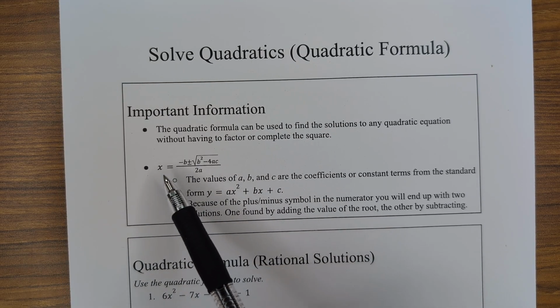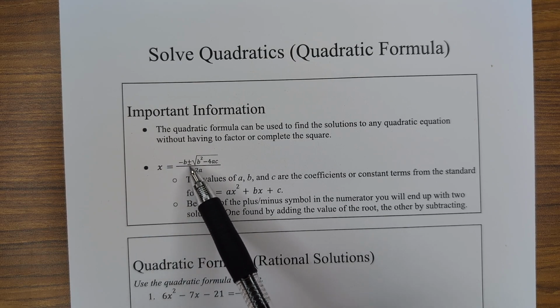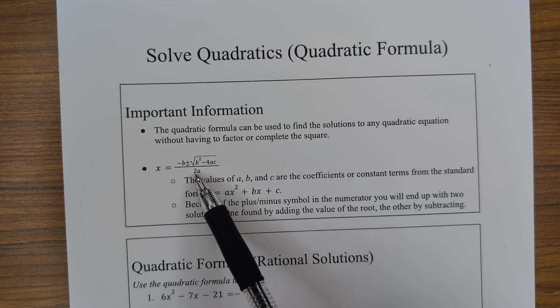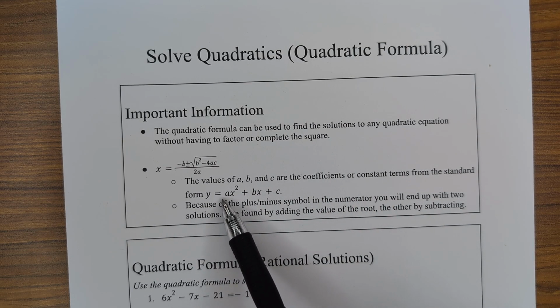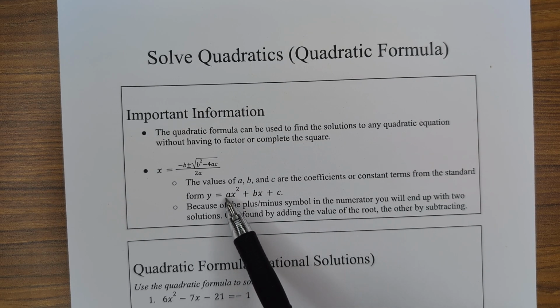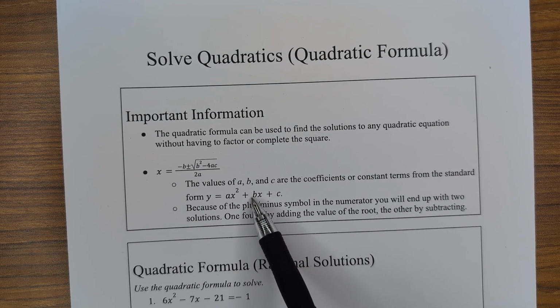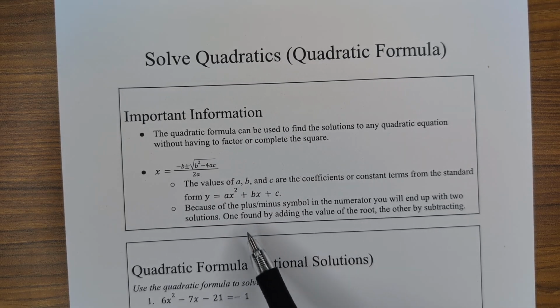So there's the quadratic formula: x equals negative b plus or minus the square root of b squared minus 4ac, all over 2a. a, b, and c are the coefficients or the constant term from the standard form, ax squared plus bx plus c. Note we're not including the x squared and the x. a is just the coefficient, b is just the coefficient, c is just the constant term.